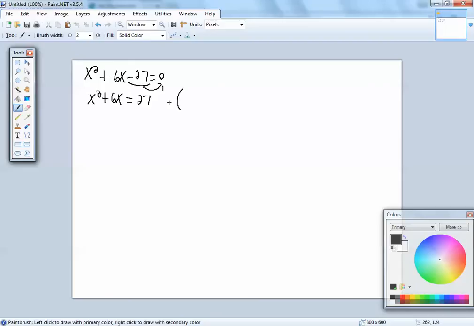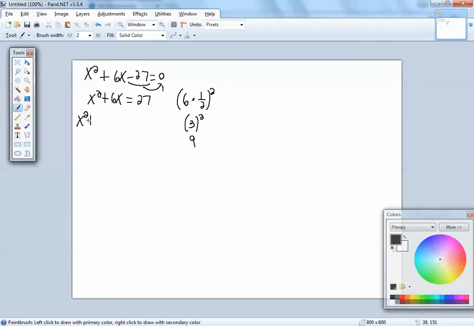Now step 3, take the numbers before your x, which is 6, including a sign. So if that was a negative 6, we'd have a negative 6. You multiply it times a half and you square it. It's always times a half and it's always squared. 6 times a half is 3, so we got 3 squared, which gives us 9. And then we want to add that to both sides.